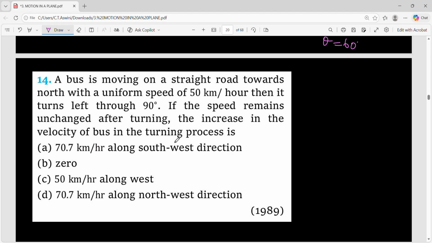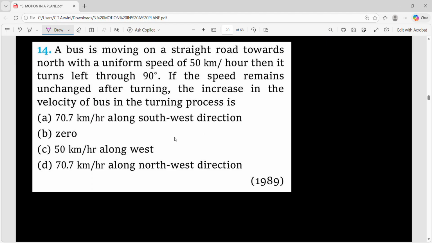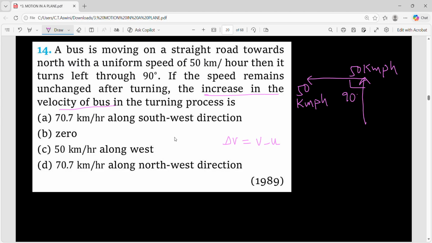A bus is moving on a straight road towards north with a speed of 50 kilometers per hour. Then it turns left through an angle of 90 degrees. If the speed remains unchanged, that means this time also the speed is 50 kilometers per hour. The increase in velocity of the bus. Increase in velocity means what you have to find? You have to find change in velocity. That means final velocity minus initial velocity. So this was the initial velocity and this is the final velocity. It is v minus u.